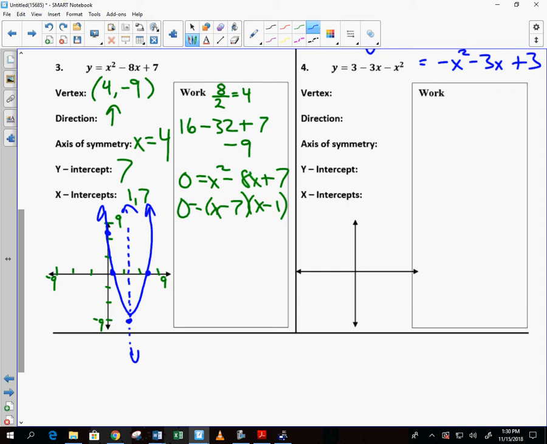What do I already know? Direction. Down. Y-intercept. 3. Vertex. Negative b divided by 2a. So we look at the b value. It's -3, right? You make it opposite. So positive 3. Divided by, what's the a value? -1. So 2 times -1 is -2.